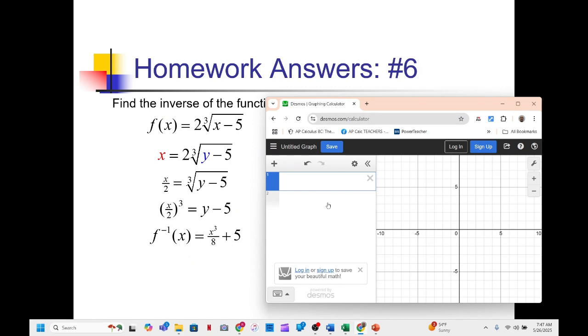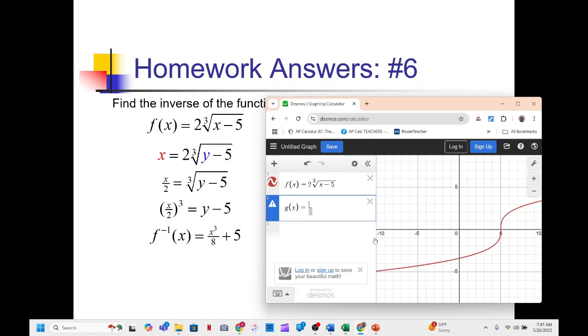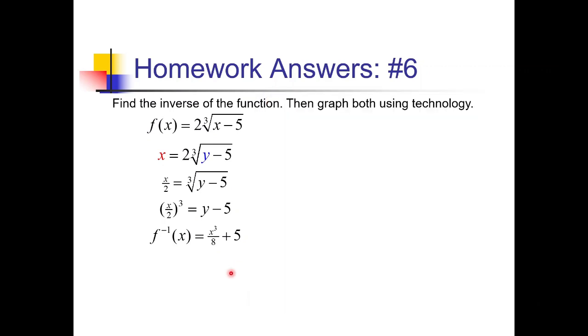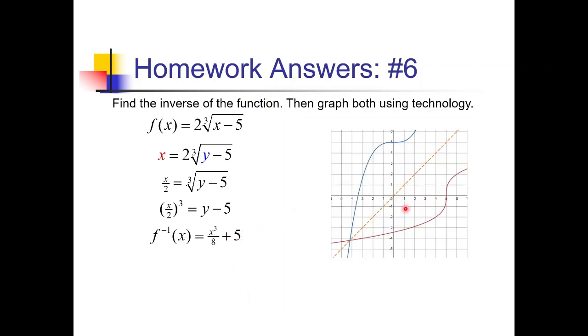So first, let me graph my original. f of x equals 2 times CBRT, cube root of x minus 5. That's what the original looks like. Now for g of x, my inverse, we've got, let's see here, fraction x cubed over 8 plus 5. And let me just graph y equals x to make sure that lines up perfectly. Yep, those definitely look like they are reflected over this line. So this is then the true inverse.